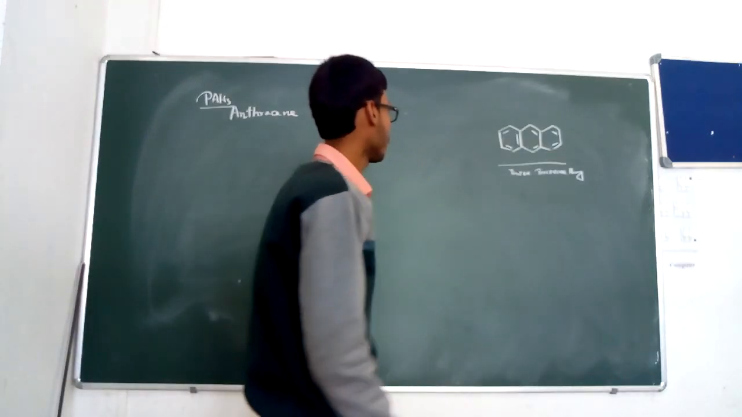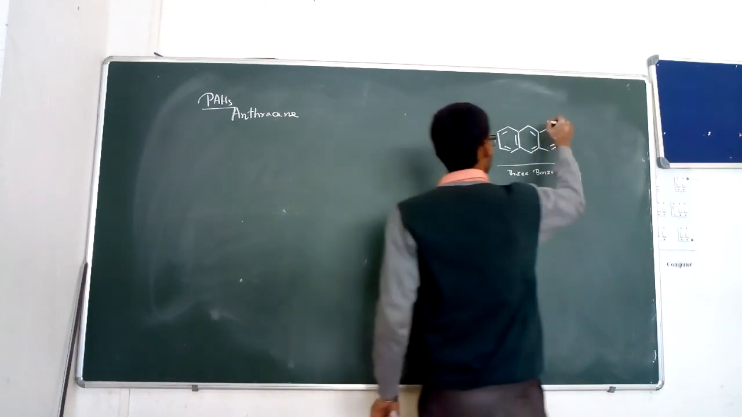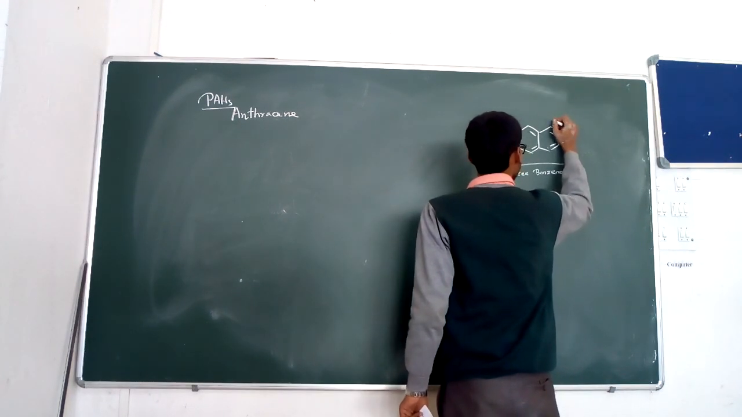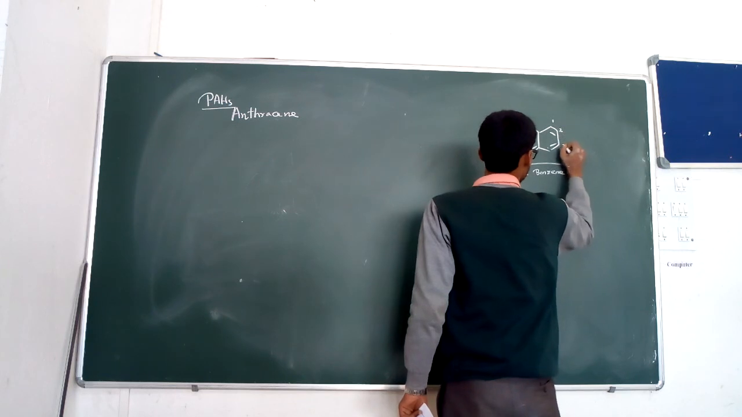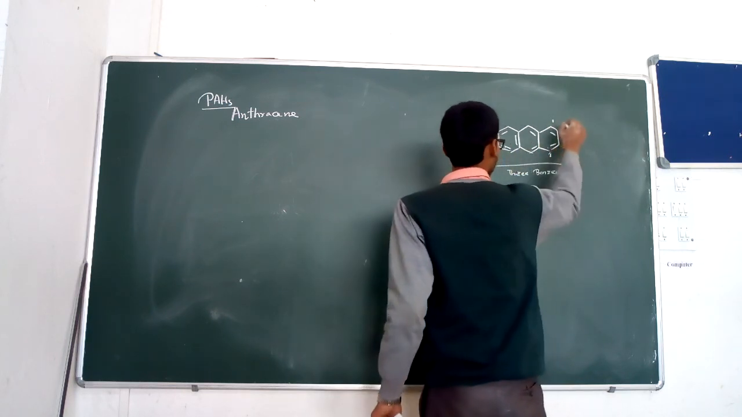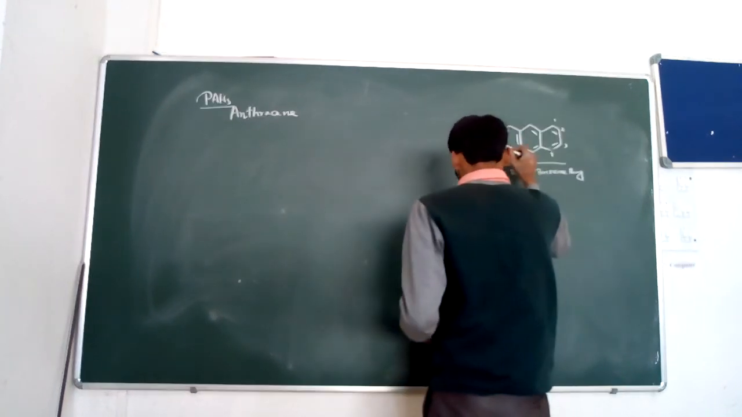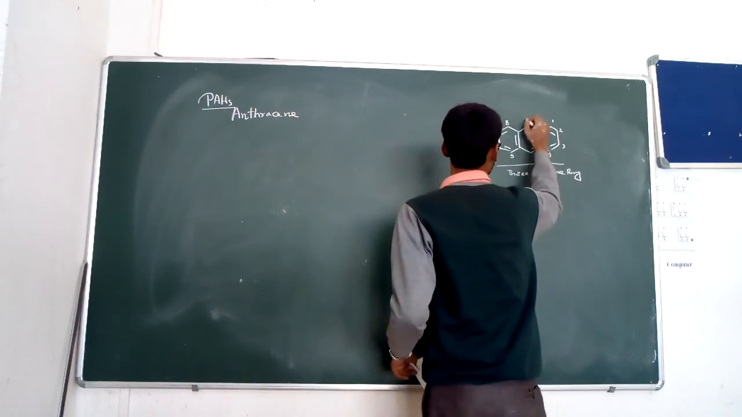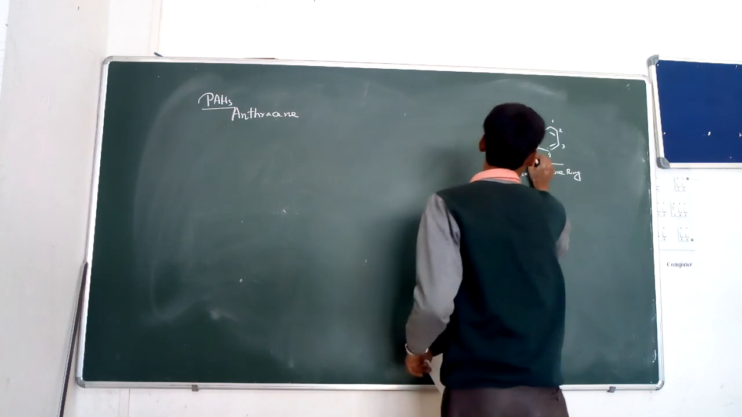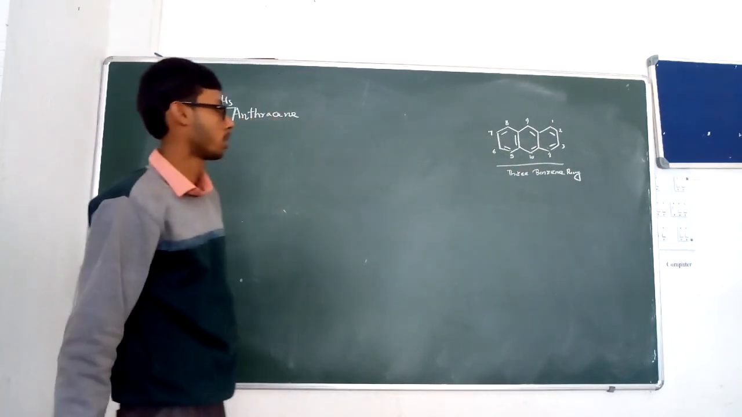There is a nomenclature starting from the ring, and we are going 1, 2, 3, 4 and 5. The middle ring has the 9 and 10 positions.